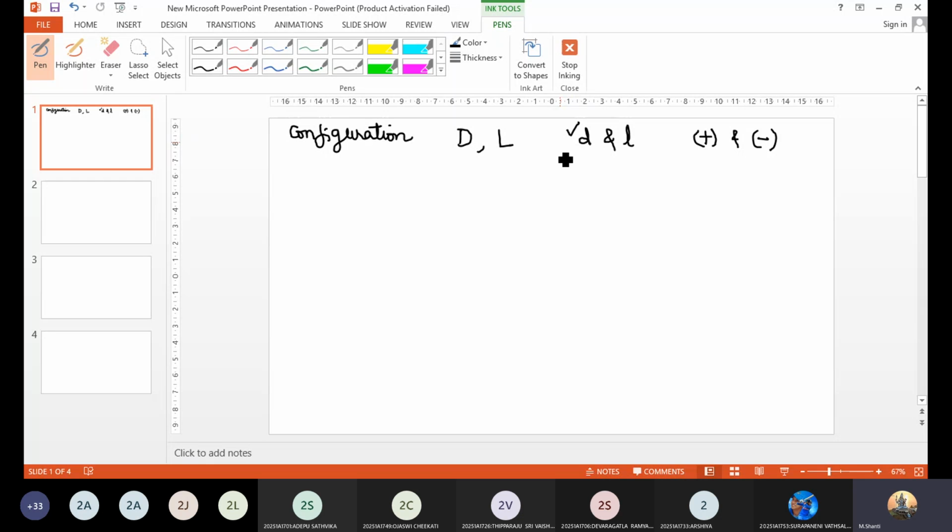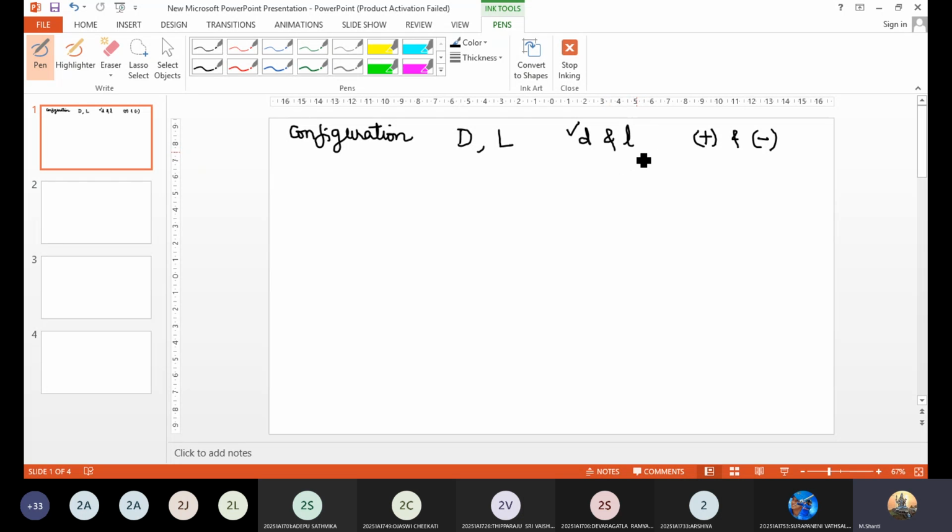Yeah, very good. So what does this small d represent? Dextro rotated. That means the molecule is getting rotated towards the dextro, the right side, and levo rotated is l. l means the molecule would be rotated towards the left side.